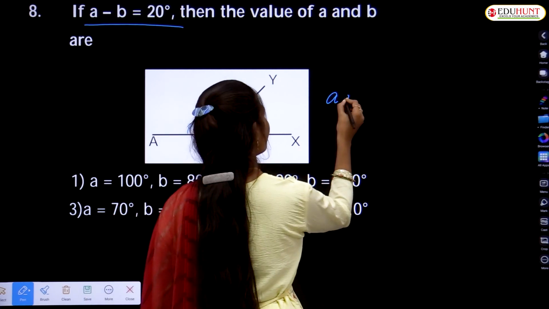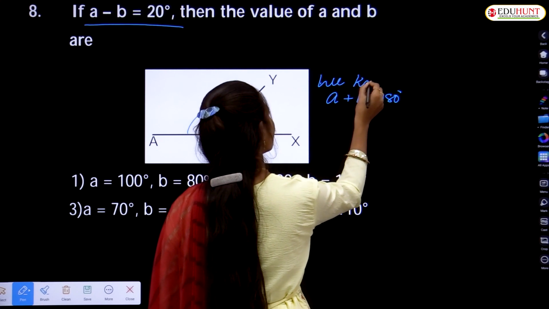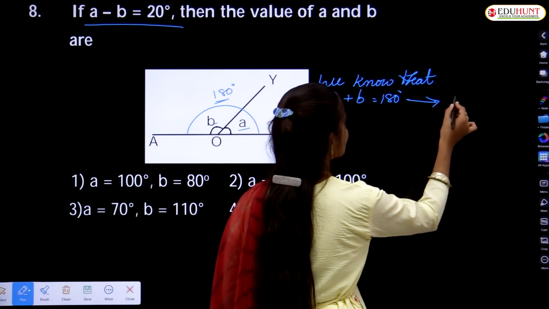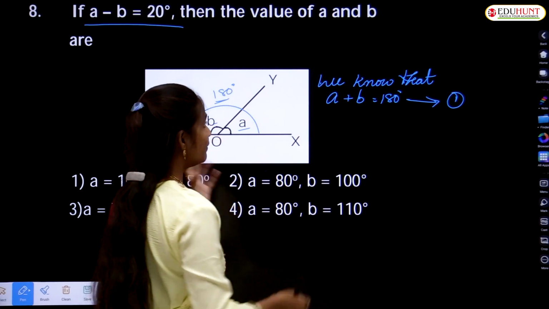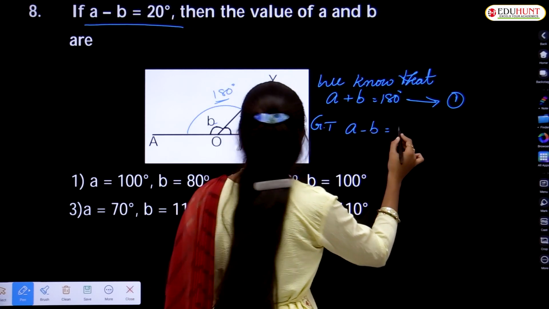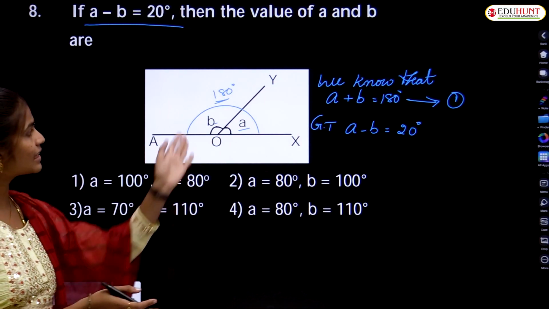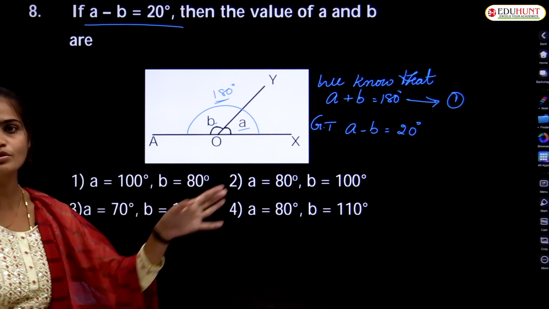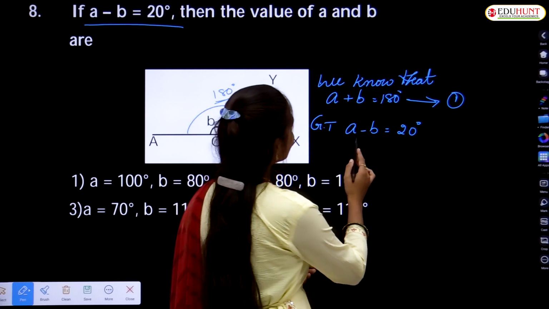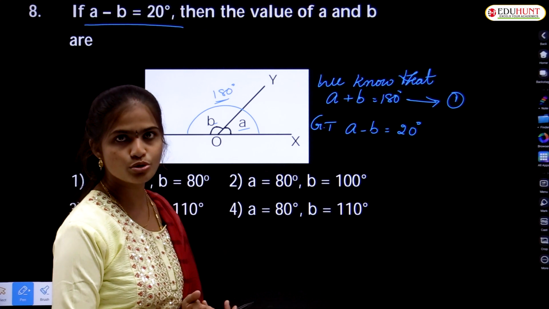So A plus B is equal to 180 degrees. Why? Because we know that. Take this as equation number 1. Which equation is given? Given that A minus B is equal to 20 degrees. When you add those two angles, the resultant is 180, because those two form a straight angle. The condition given here is A minus B, the difference of two angles, is equal to 20 degrees.